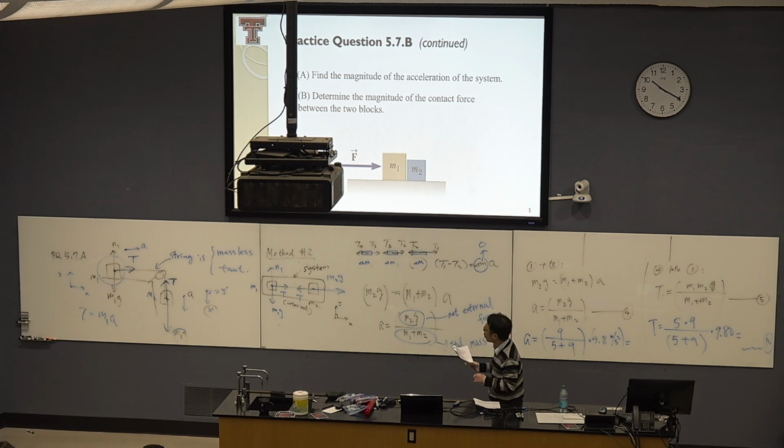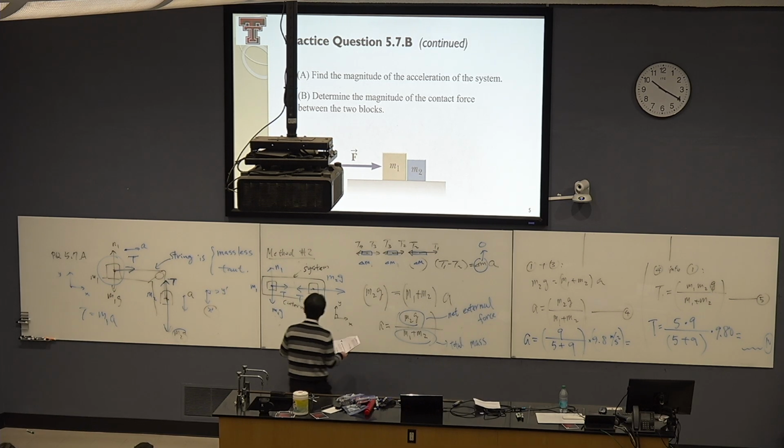So this question looks simple, but part B is actually not very simple, and you need to think about this for a while. So now let's move on.